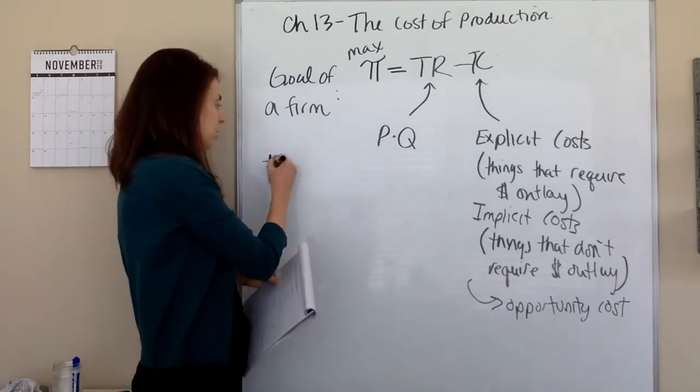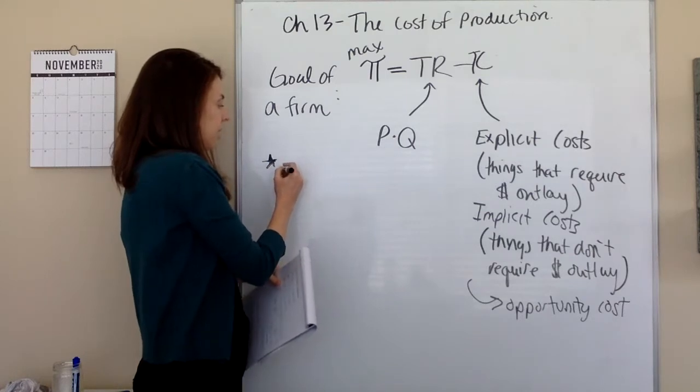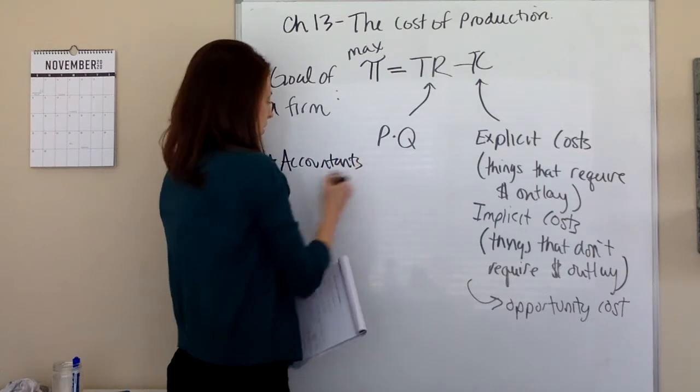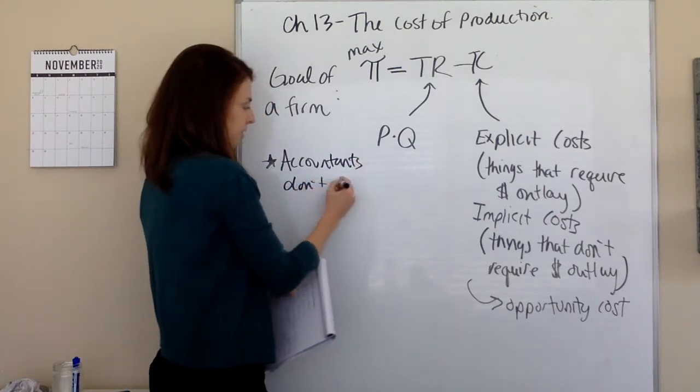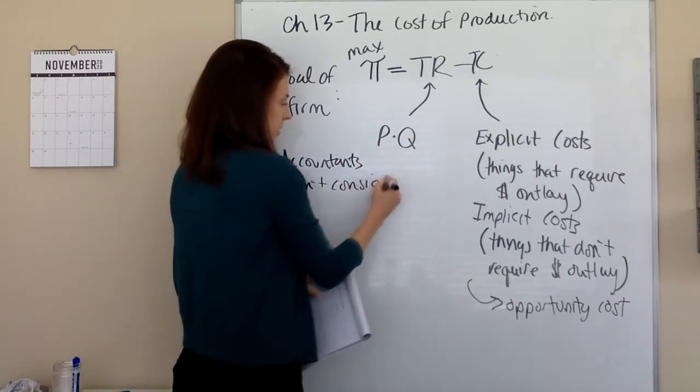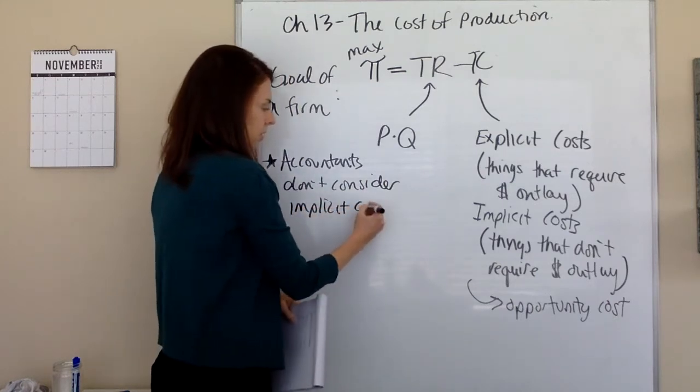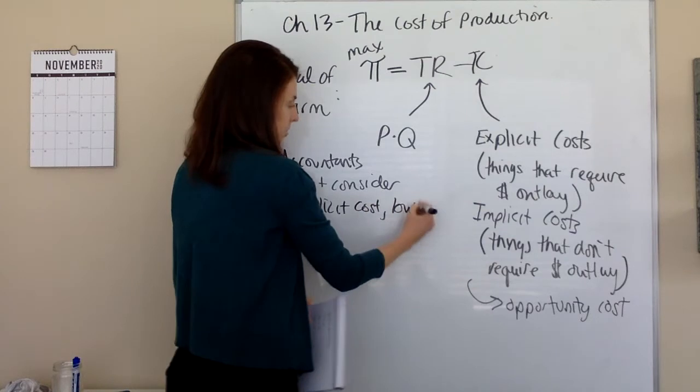So for your notes, accountants don't consider implicit costs, but economists do.